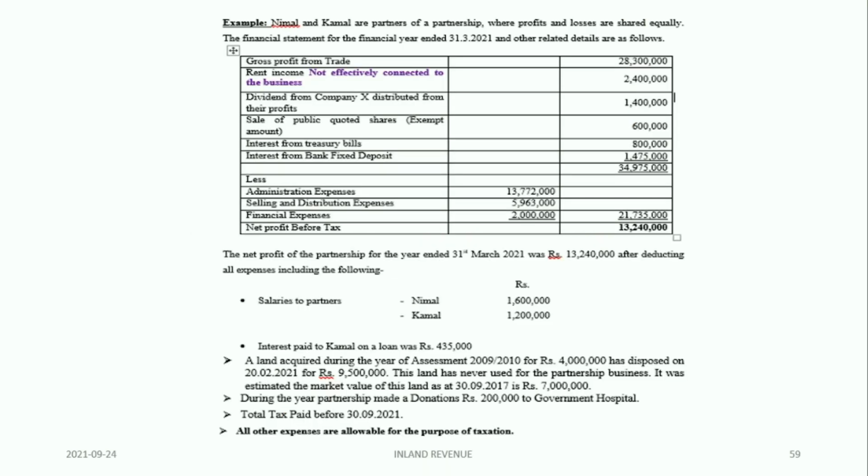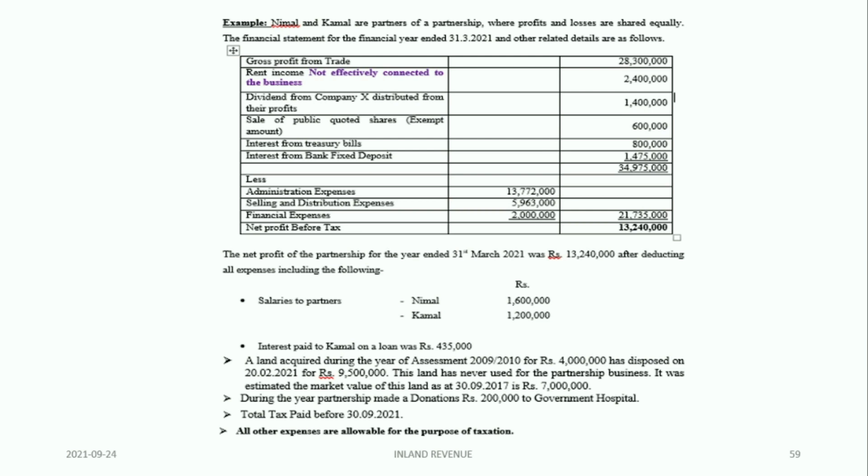Now, according to this example, 2 partners are there, Nimal and Kamal. They share their profit equally. According to the information for the financial year ending 31st March 2021, gross profit from trade is 28,300,000. Rent income not effectively connected means rent income shall be considered as investment receipts.